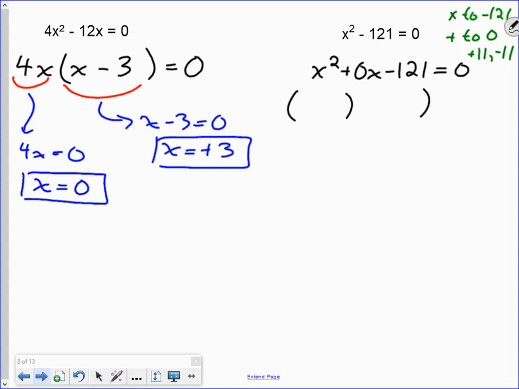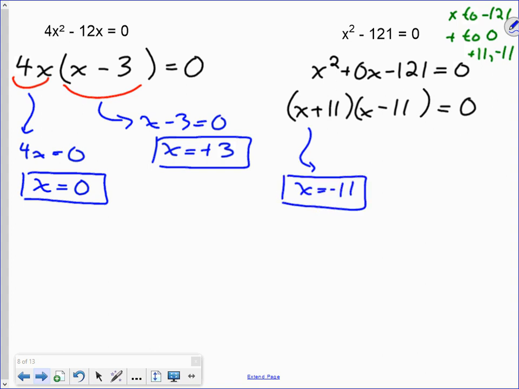So we're going to have our two factors, x and x, to give us the x squared, plus 11 and minus 11, equals 0. And then what is going to make each of these factors, or each of these terms, equal to 0? x equals negative 11, because negative 11 plus 11 is 0. And over here, x equals positive 11, because positive 11 minus 11 is going to give me 0.